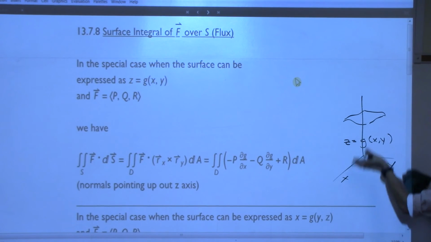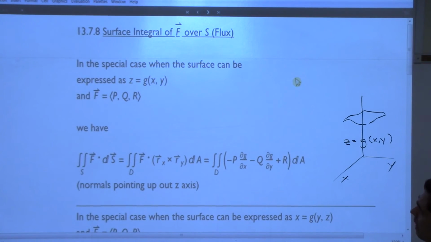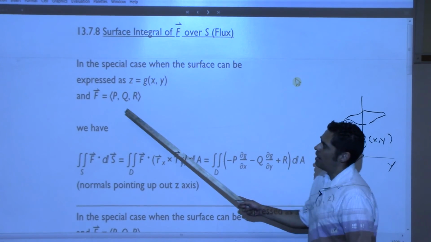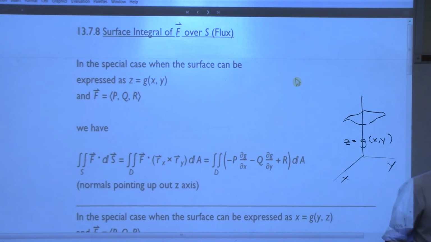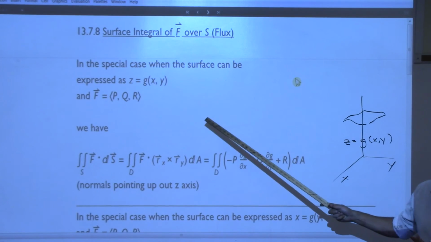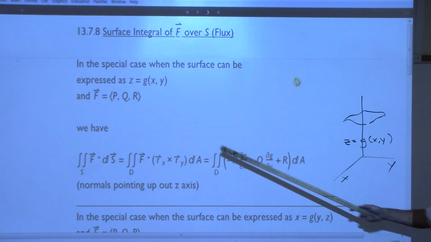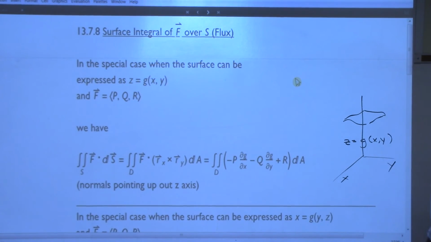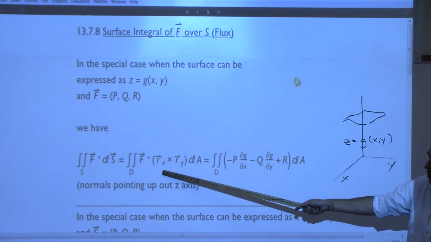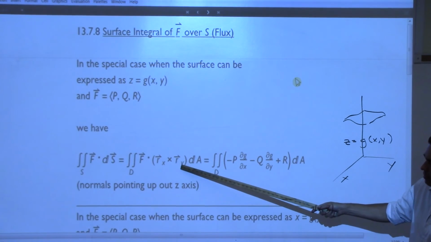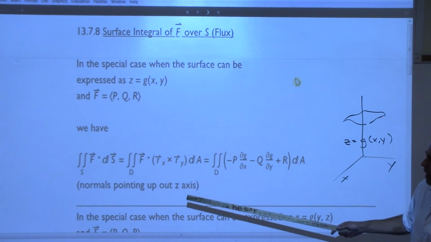X, y, z. You've got some surface up there. If we have that and our vector function has 3 components, p, q, and r, which in the last problem was like y, z, x or something like that, whatever those are, we're calling p, q, and r. This will become this, which we already knew, except we're using x and y here instead of u and v.